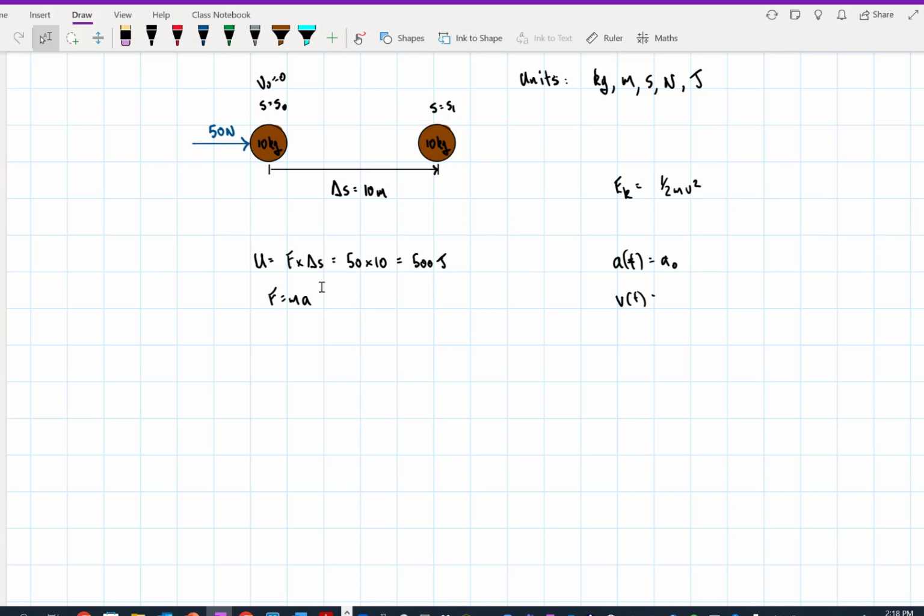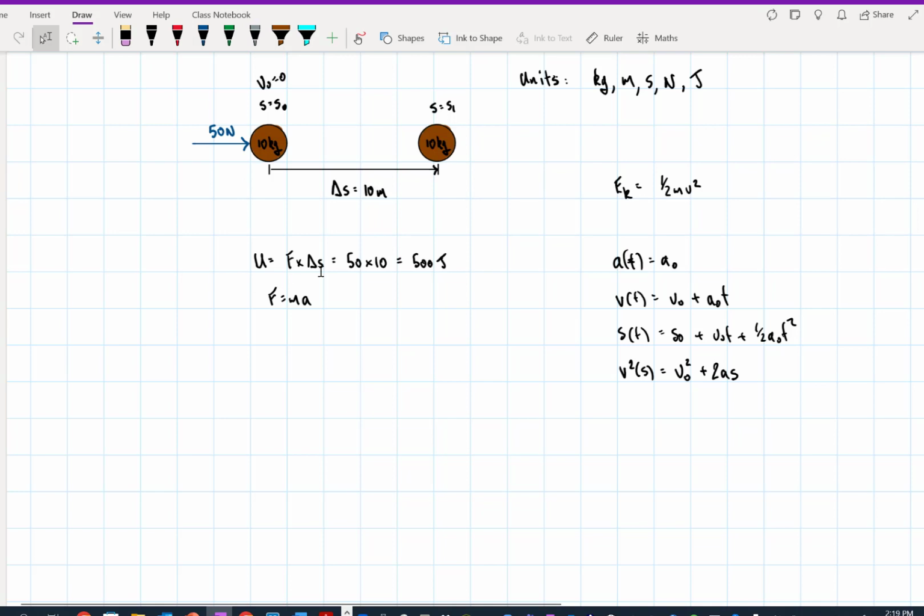The velocity at time t is v naught plus a naught t. The displacement at time t is going to be s naught plus v naught t plus half a naught t squared. And then we've also got this one: v squared at a distance s is equal to v naught squared plus 2 times acceleration times distance.